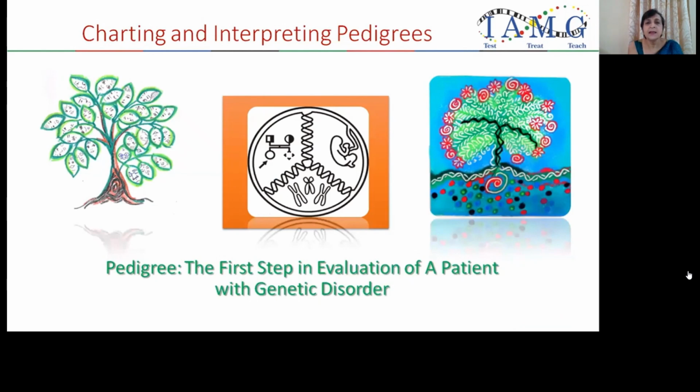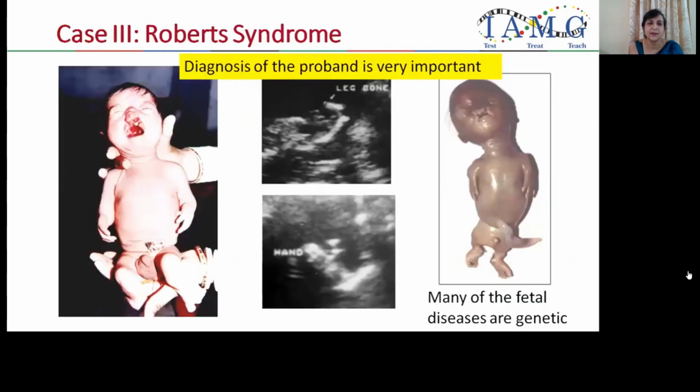Coming to the charting and interpreting pedigree, this is the first step. If you suspect that a disorder in concern is probably genetic in origin, taking pedigree will give you a clue that the disorder in concern is probably genetic in origin.